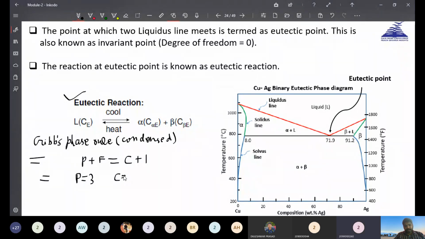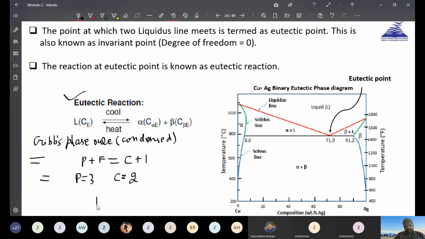Yes, anyone? 2, sir. What is the value? Yes, value of C will be 2 because in the entire system we are only having this A and B. If you take copper and silver, then in the entire system, whatever phase you are taking, we are only having two components. Each and every phase is made up of two components only, either copper and silver, or you can say A and B. Now just put this value of P and C into this equation.